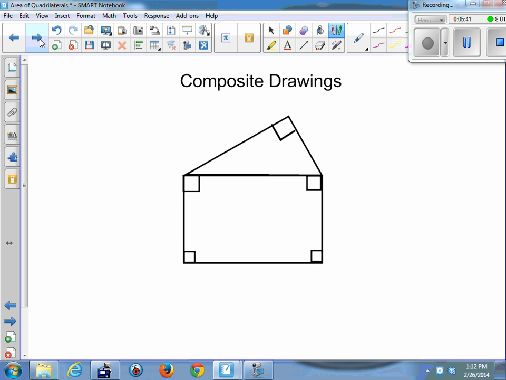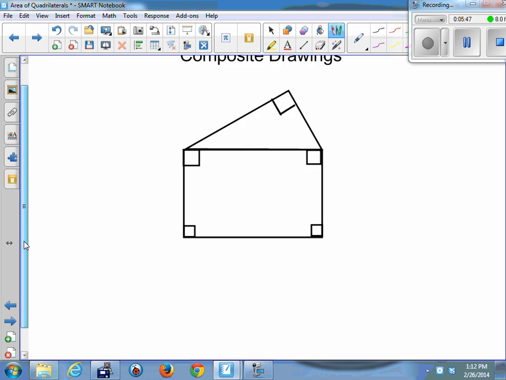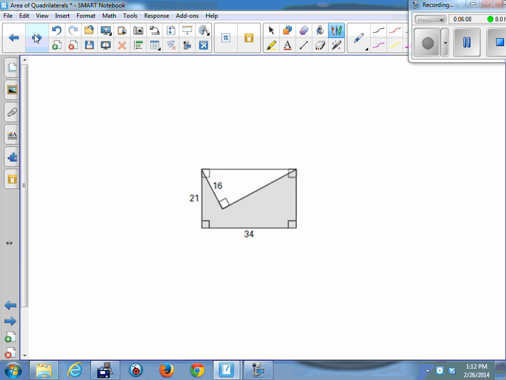When you get to composite drawings, all right, they're going to just put a couple of different shapes in here. So we'll just talk about this one in general. In this shape, we have a rectangle and we have a triangle. All right, so all we do is we find the area of the rectangle, we find the area of the triangle, and then we should be fine. We'll do some problems like that coming up.